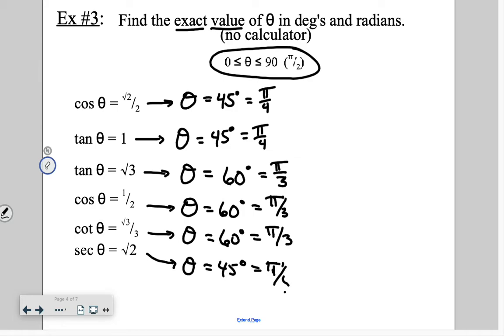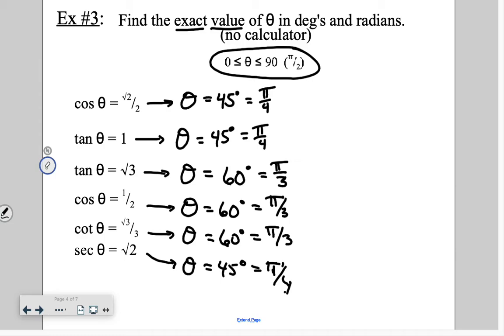Like I said, this is still unit circle practice. It's just that now you're practicing in reverse. You're given the answer and you're working back to which angle gives you the answer. Okay? So you're practicing in reverse a little bit.